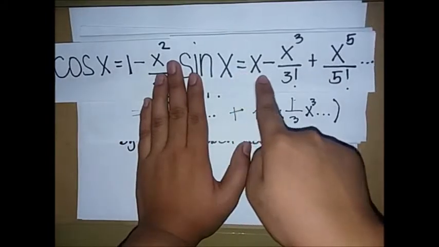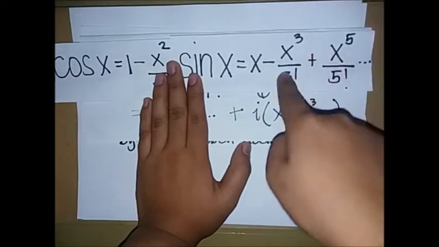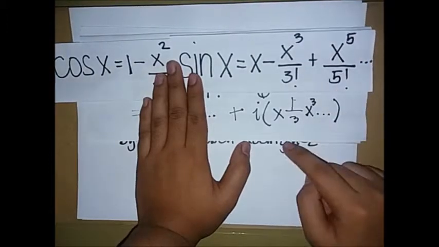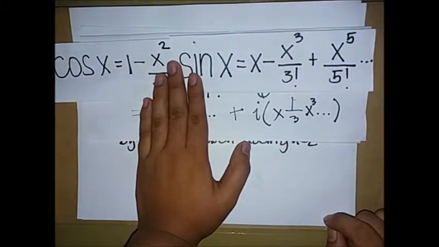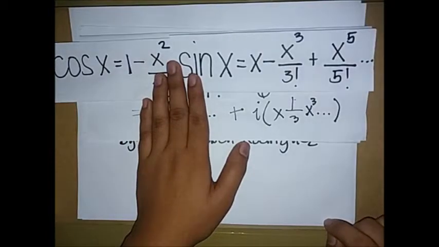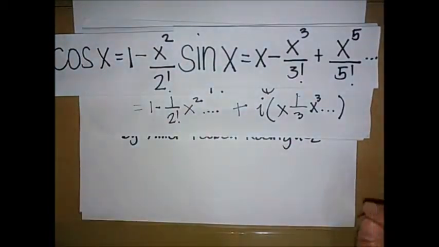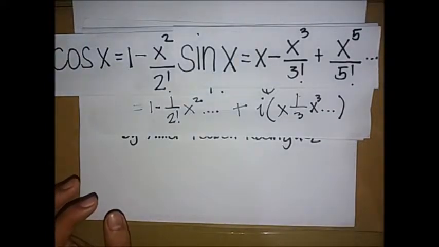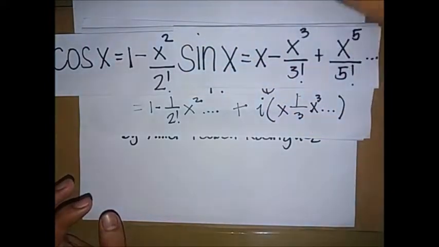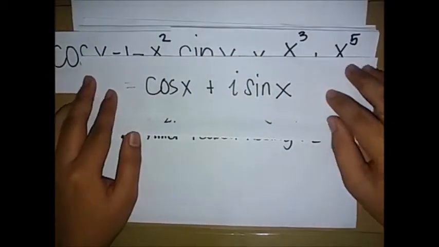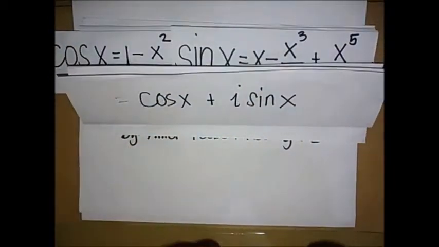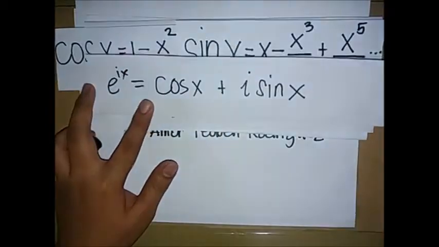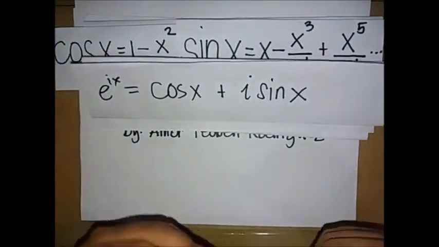Sine x is equal to x minus x cubed over 3 factorial plus x raised to 5 over 5 factorial, and so on. And if we sum up all of this, we will have our Euler's identity, which is equal to this. This is our Euler's identity. That's how Euler's identity is derived.